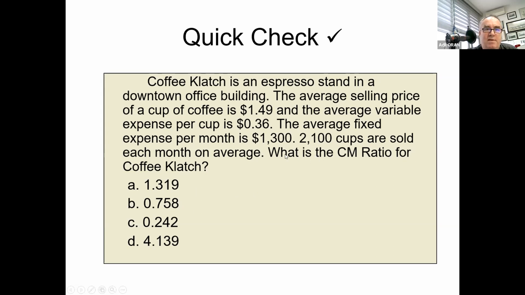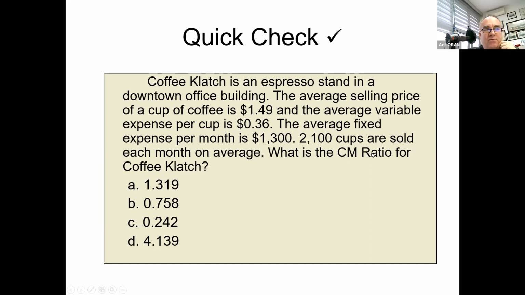Contribution margin is one thing. Contribution margin per unit is one thing. And contribution margin ratio, again, is another thing. So here they want the contribution margin ratio. First of all, let's do this on a per unit basis. What is the contribution margin per unit? 1.49 selling price minus 36 cents variable cost. So 1.49 minus 0.36 is 1.13. So $1.13 is your contribution margin per unit of coffee sold.